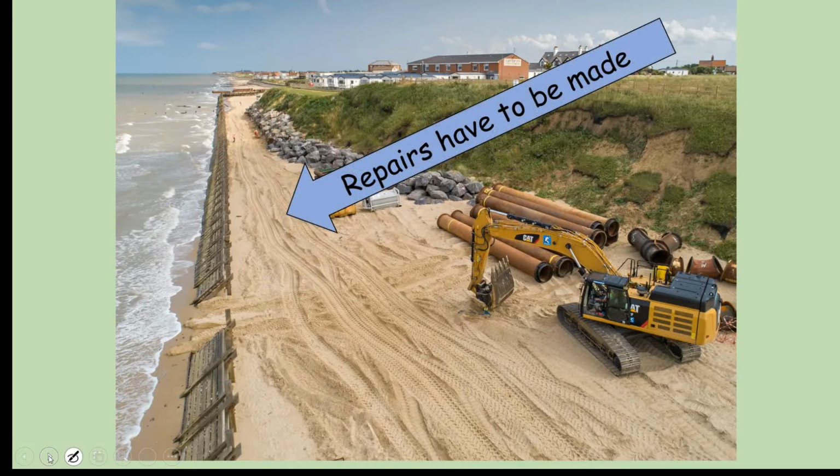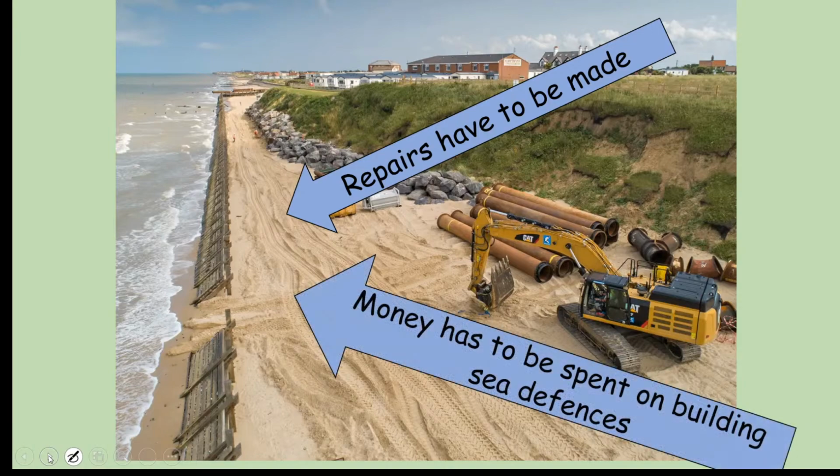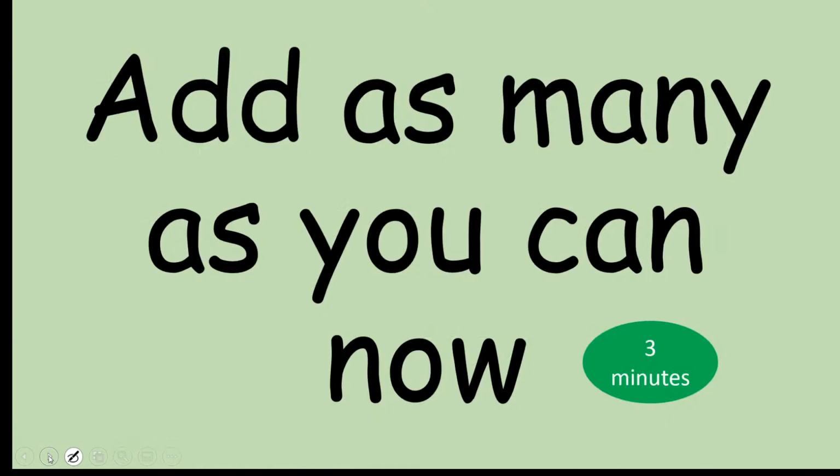In some areas, repairs are going to have to be made. They're going to have to spend lots of money fixing houses or fixing the coast, as we can see in this picture. And whilst that doesn't sound like a problem, it can cost lots and lots of money to do. So I'm just going to give you another couple of minutes to add as many ideas as you can to your mind map, thinking about what we've just seen.